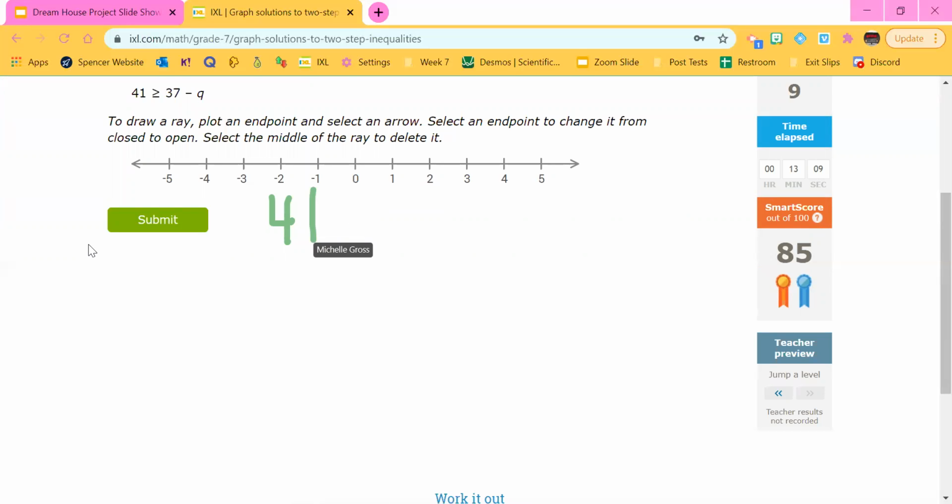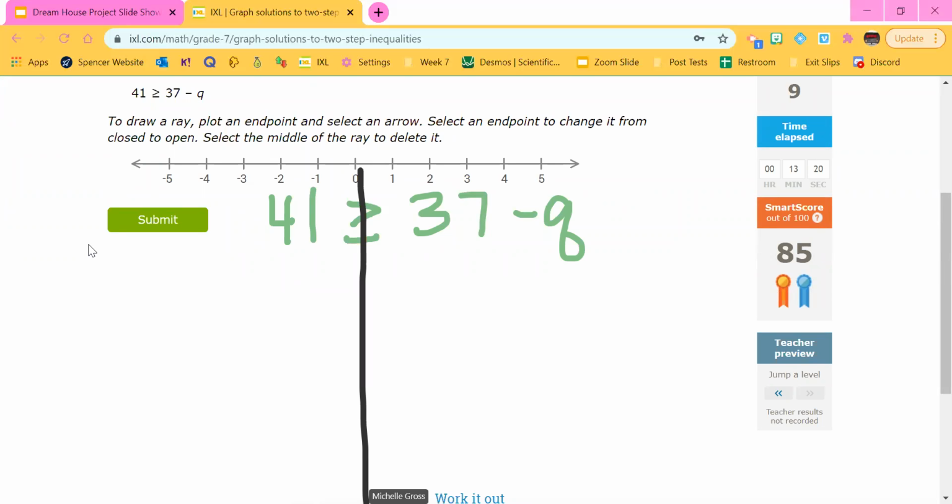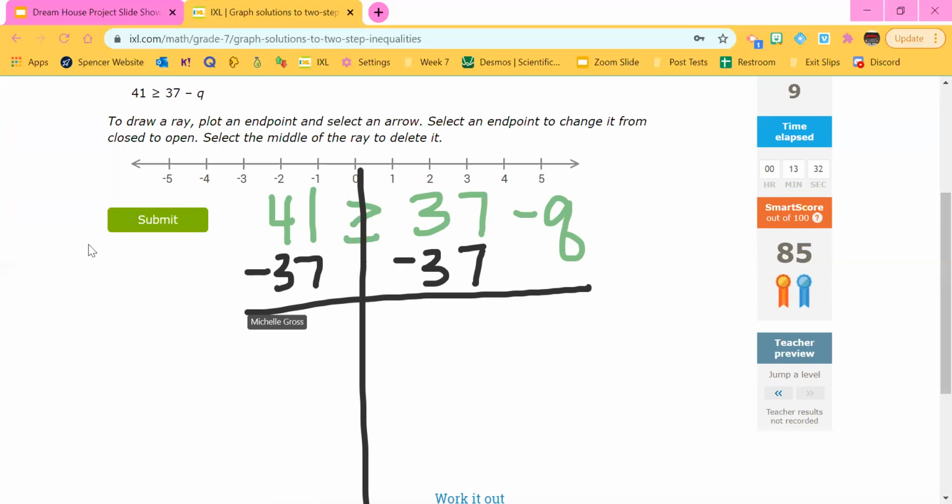41 is greater than or equal to 37 minus Q. And the reason why we're like, oh, this is a negative coefficient. Remember, minus Q and negative Q are the same thing. So I want to get rid of that constant first. I get rid of that 37. The only way I can get rid of 37 is take it away. Minus 37. Minus 37 on this side. 41 minus 37 is 4. And that cancels out there, and I'm left with negative Q.